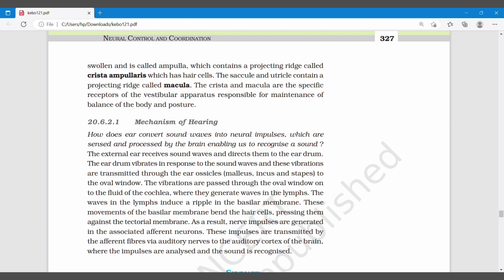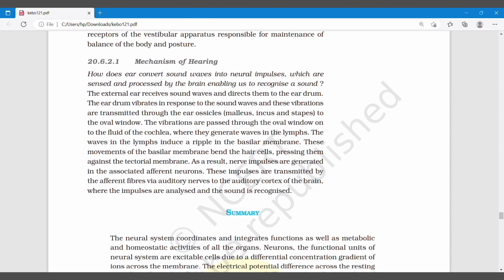The vibrations are passed through the oval window on the fluid of the cochlea, where they generate waves in the lymphs. The waves in the lymphs induce a ripple in the basilar membrane. These movements of the basilar membrane bend the hair cells, pressing them against the tectorial membrane. As a result, nerve impulses are generated in the associated afferent neurons. These impulses are transmitted by the afferent fibers via auditory nerves to the auditory cortex of the brain, where the impulses are analyzed and the sound is recognized.